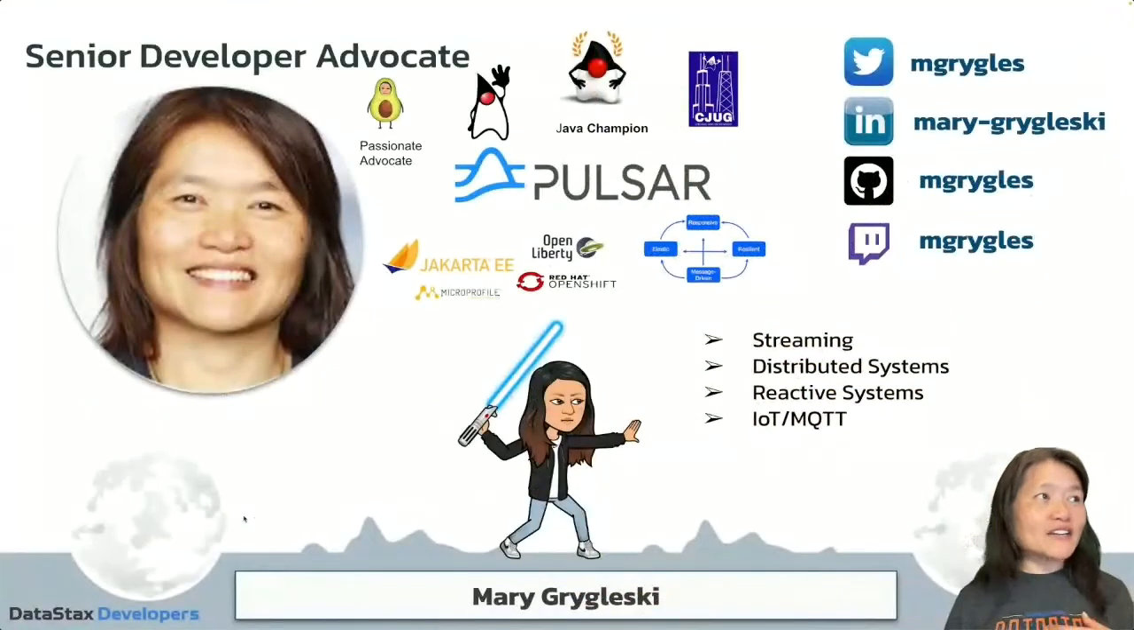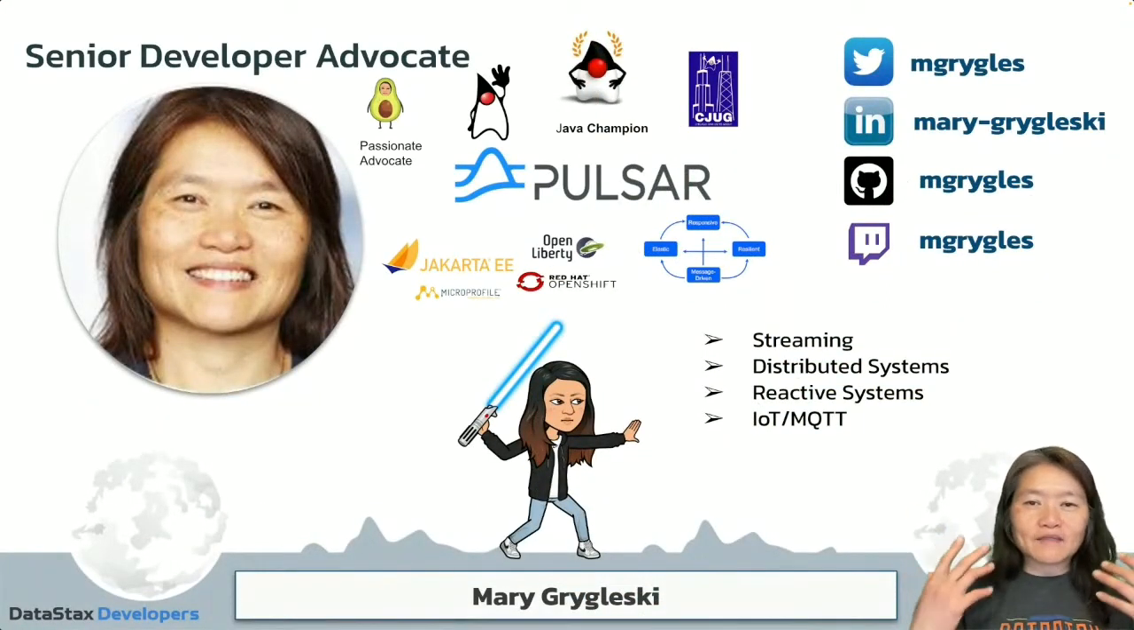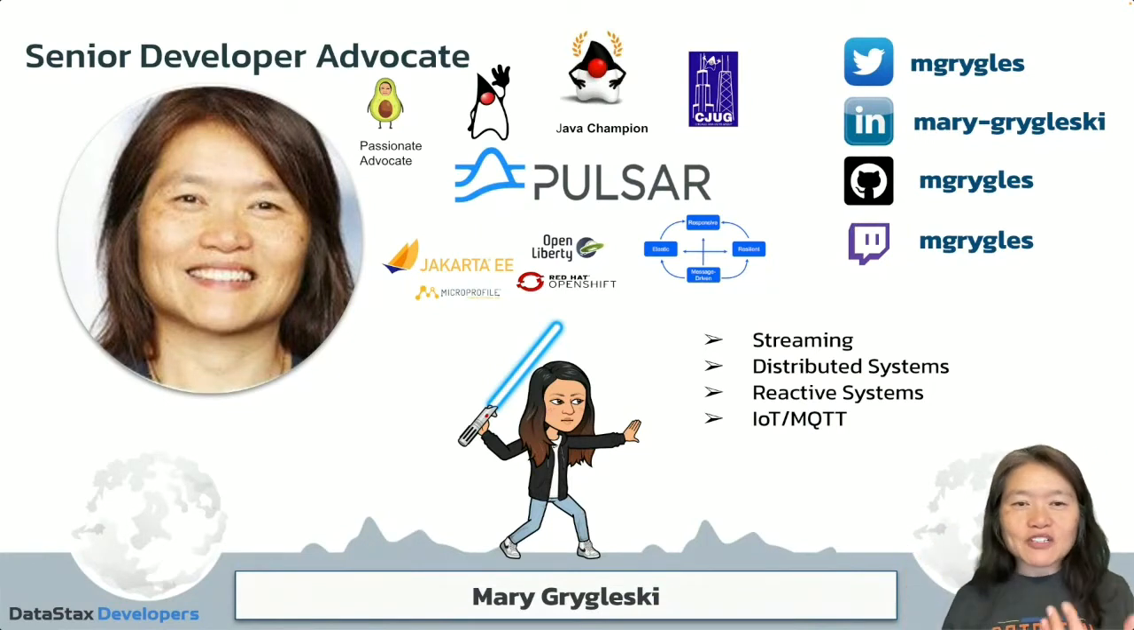So, okay, enough of myself. This is just another pictorial description of who I am. Passionate advocate is the main thing. I'm also a Java Champion, and all of these other major frameworks that I've worked with are here. Streaming, distributed systems, I've done some reactive systems, and IoT, MQTT work as well.